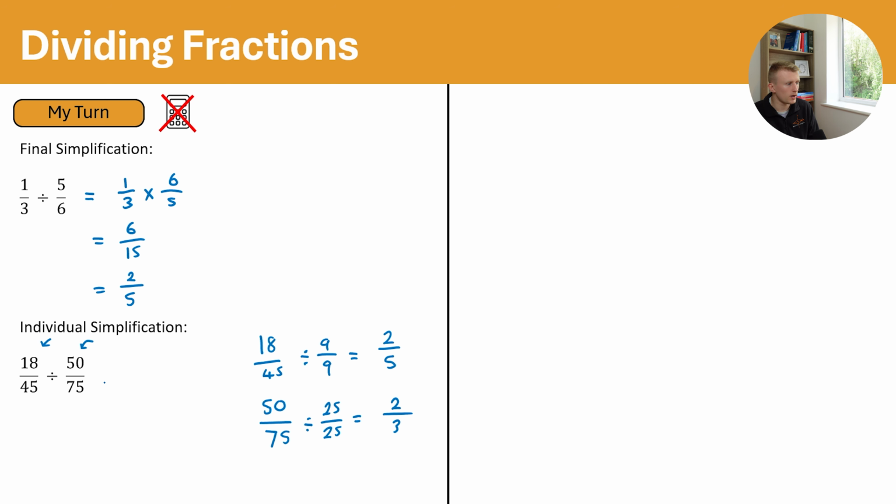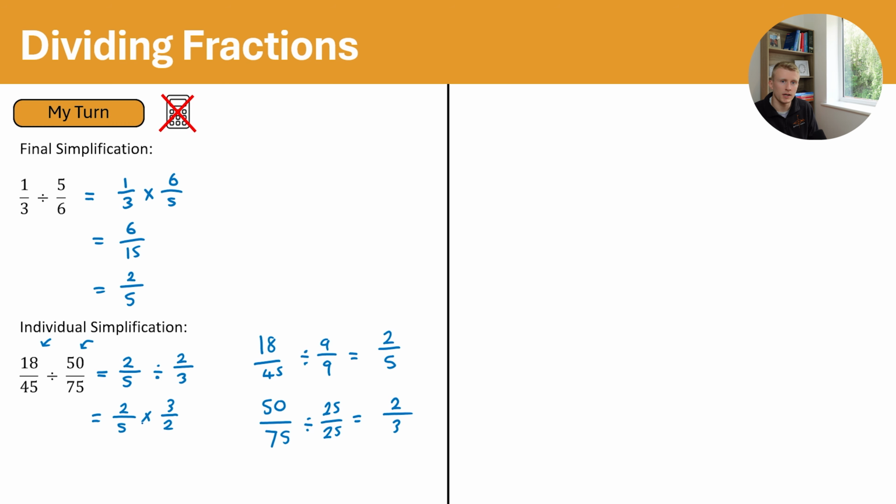What I'm going to do is rewrite this original calculation as 18/45, and instead of writing that, I'm going to say that's 2/5 because I know they're equivalent fractions, divided by, I'm going to keep the division symbol for now, 50/75, which we said was 2/3. Now what I can do is treat this as I did before. 2/5 divided by 2/3 is the same thing as 2/5 multiplied by the reciprocal.